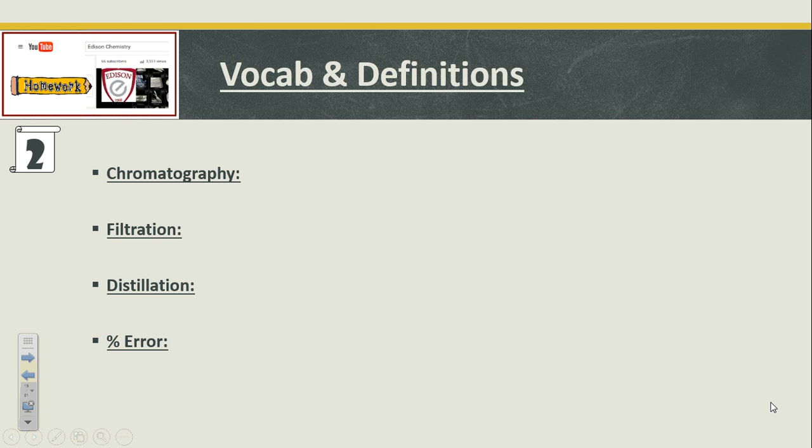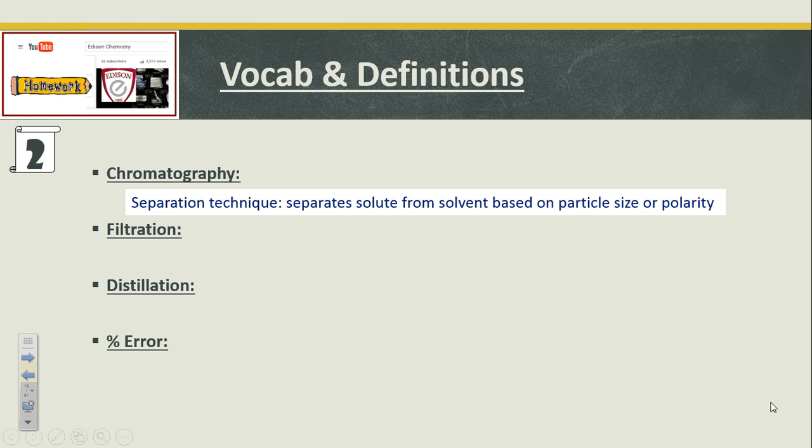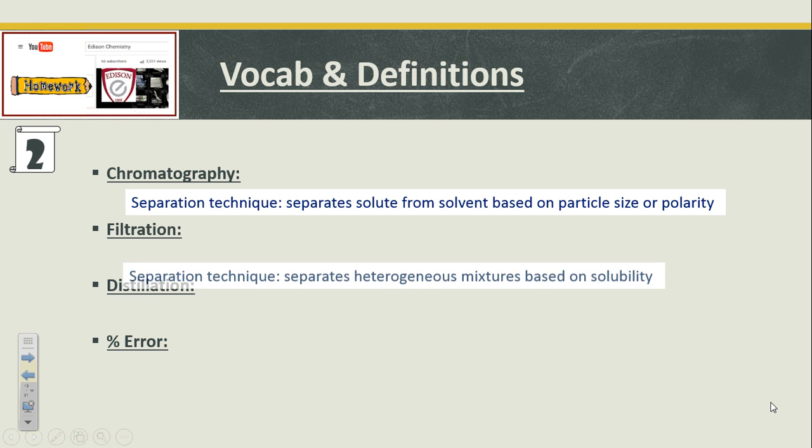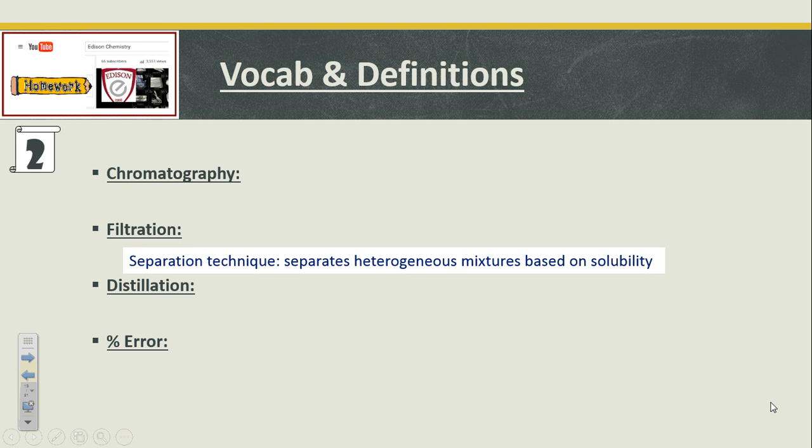Here we go with some separation techniques. First thing, chromatography. We can only see this briefly on paper. It separates a solute from a solvent based on particle size and polarity. This is a very complex technique. We don't do much of it because it's easy to mess up. Filtration, on the other hand, is a very simple technique that we use to separate mixtures based upon solubility. We will do this repeatedly.